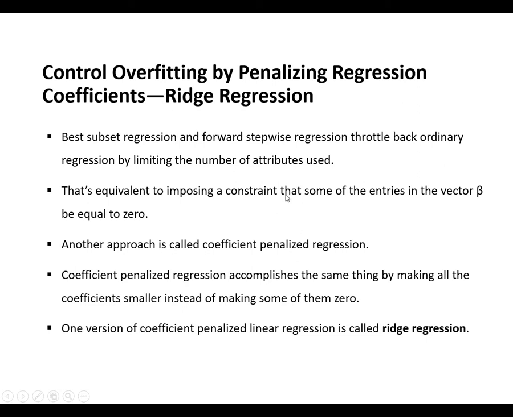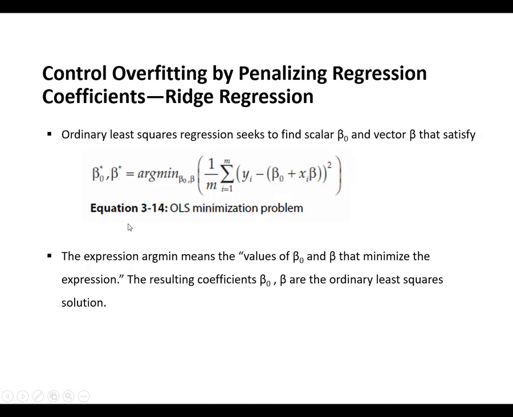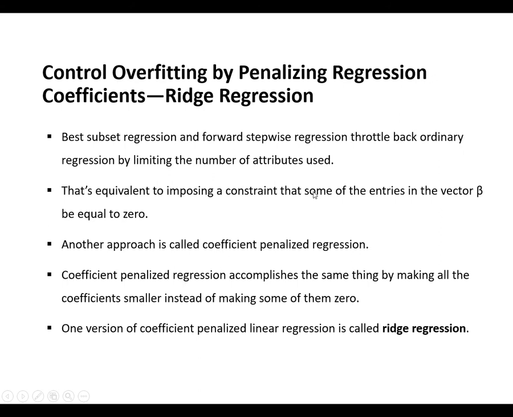That is equivalent to imposing a constraint that some of the entries in the vector beta will be equal to 0. Why will beta be equal to 0? Say for example, if some of the xi's are not there, xi represents an attribute. So if xi is not there, definitely it means that this entire term is equal to 0. That means beta is equal to 0.